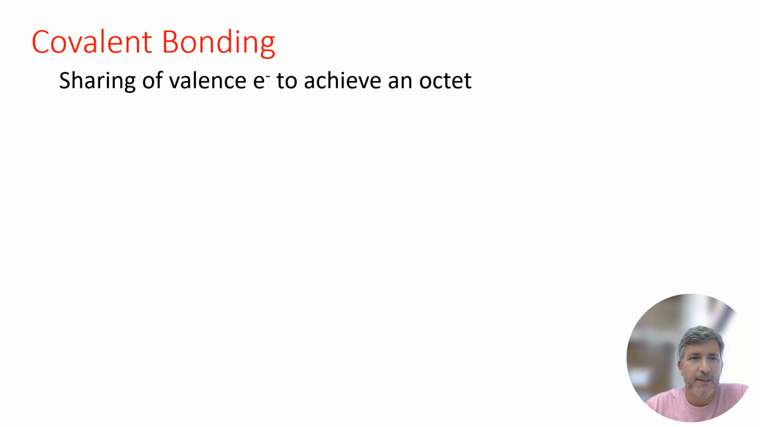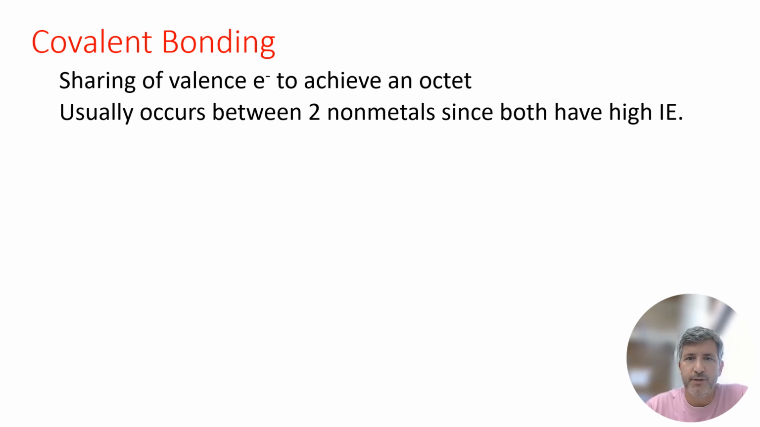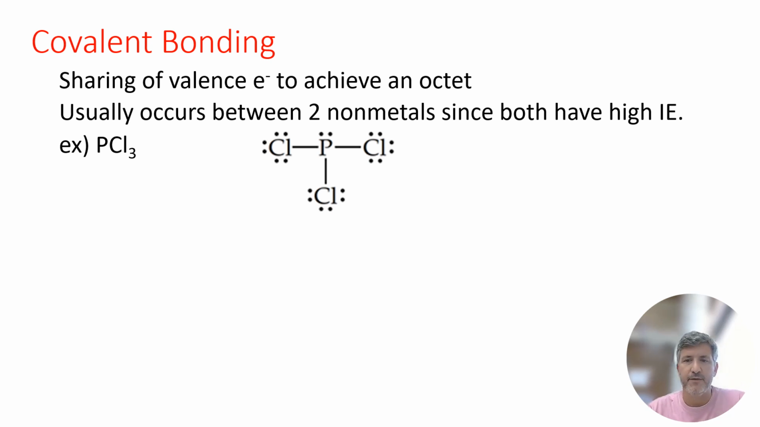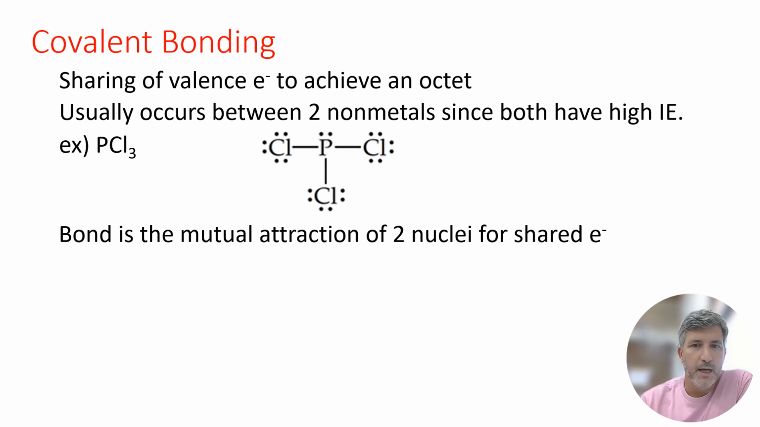Within covalent bonding, which of course is the sharing of electrons in order to achieve an octet, this is usually going to be between two nonmetals because, as we discussed, they both have high ionization energies. So, for example, if I have a phosphorus trichloride, both the phosphorus and the chlorine have a high attraction for their valence electrons. Neither of them are going to easily lose them, and so we end up with these lines being drawn to indicate sharing.